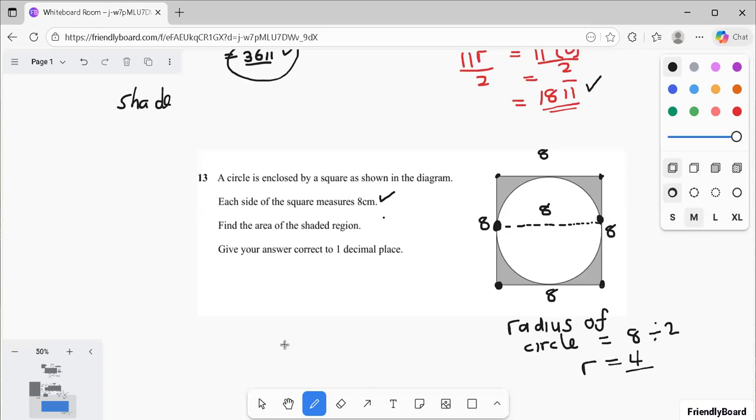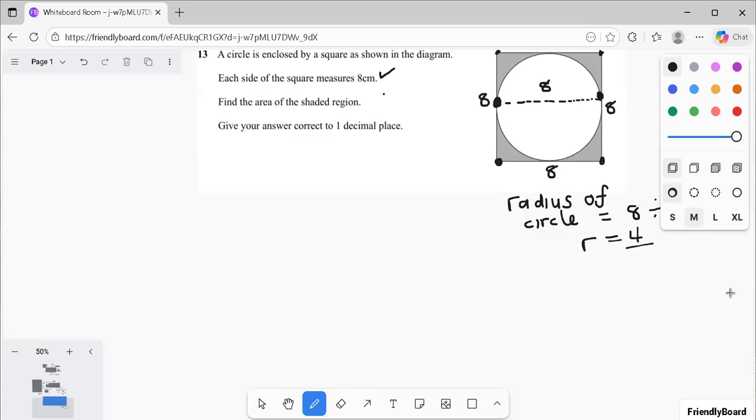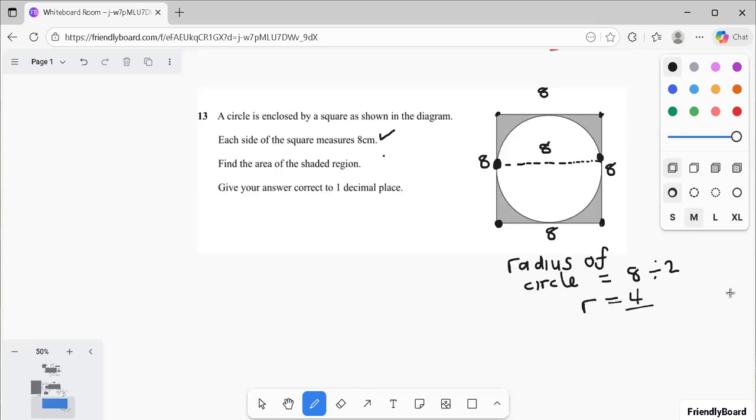What is next is for me to find the area of the larger shape, and then I also find the area of the smaller shape. Then I subtract them. I need to subtract the area of the smaller shape from the area of the larger shape. By just looking at this diagram, you can see that the larger shape happens to be the square, because the circle is inside of the square. So first I need to find the area of the square.